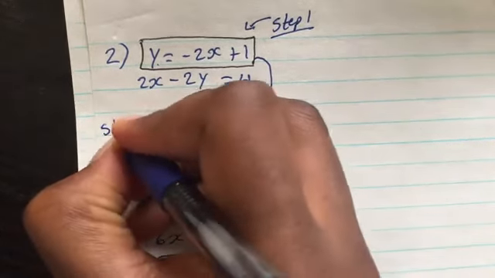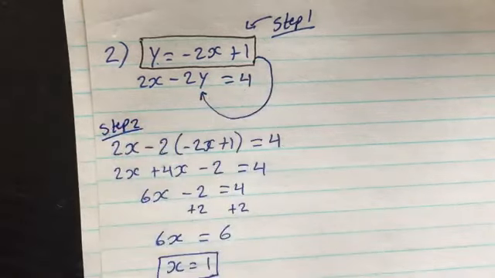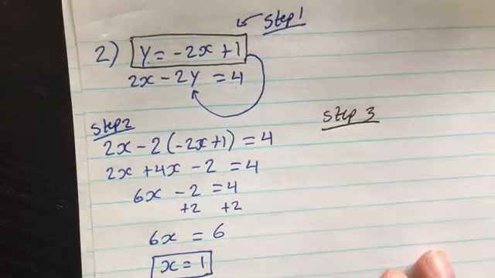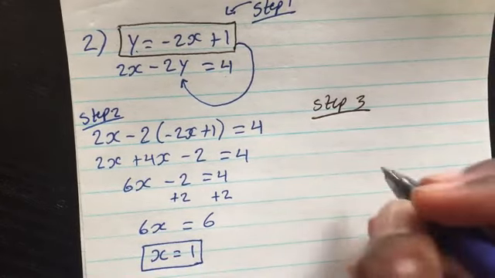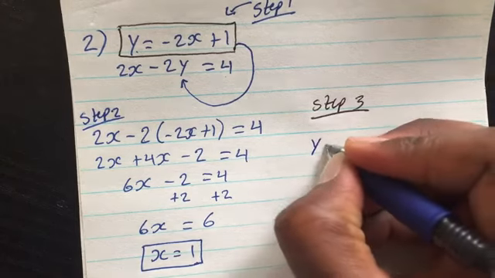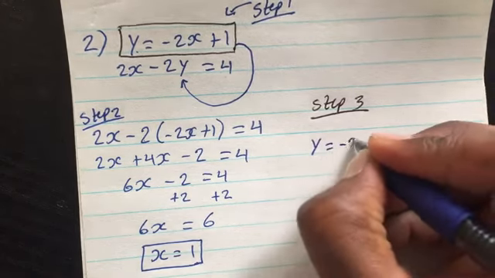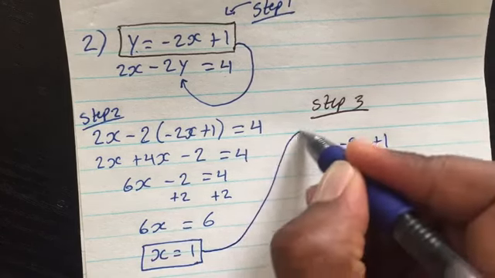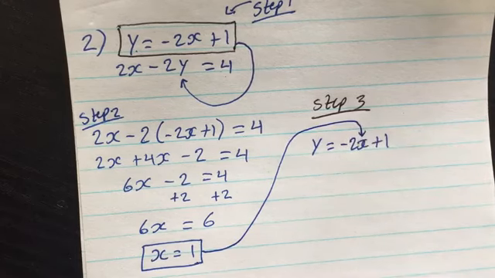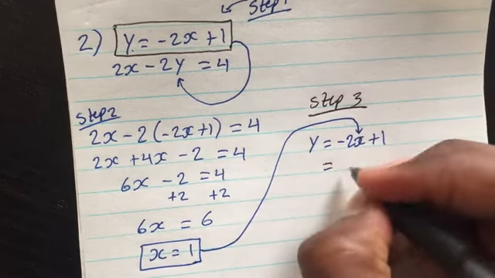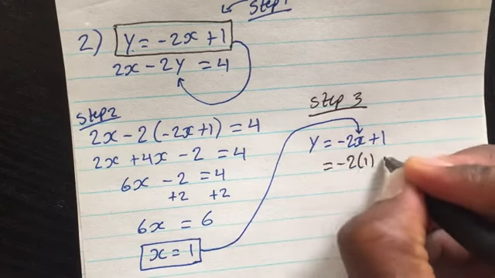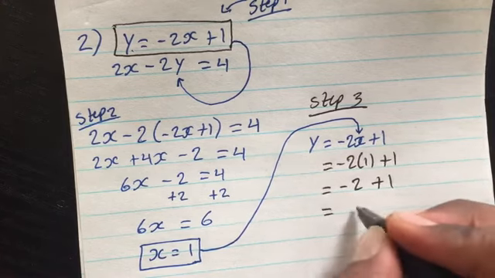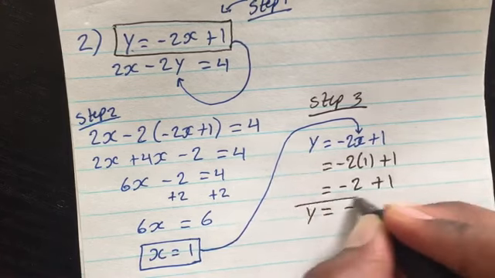So step 2 is done. Step 3 is to take the value from step 2 and substitute in either one of the two equations. So I'll choose this right here as my equation. So I'll take this value, plug it in right here, which equals negative 2 parentheses 1 plus 1. Add those two. So that means y equals negative 1.